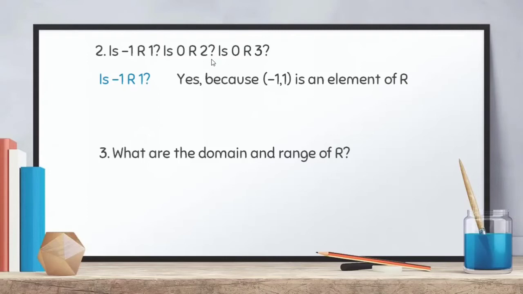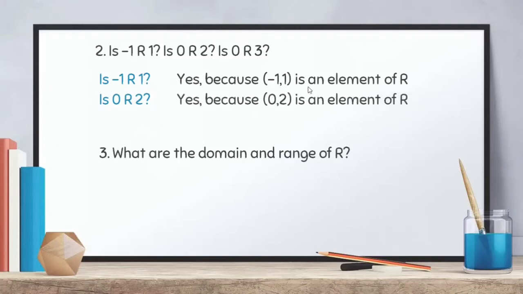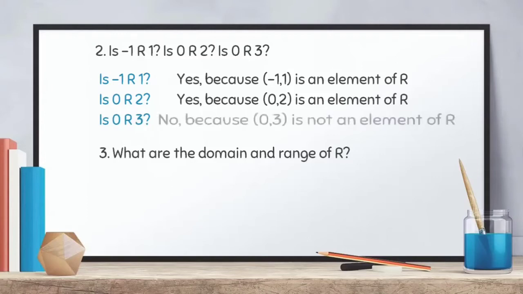All right? How about is (0, 2) in R? So again, we have 0 plus 2 all over 2, and that gives us 2 over 2, which is equal to 1. And it is yes, because (0, 2) is still an element of R. How about (0, 3)? That would be 0 plus 3 all over 2, which is equal to 3 halves. Since it is a fraction, it is a no because (0, 3) is not an element of R. All right? Clear? Number 3, what are the domain and range of our R?